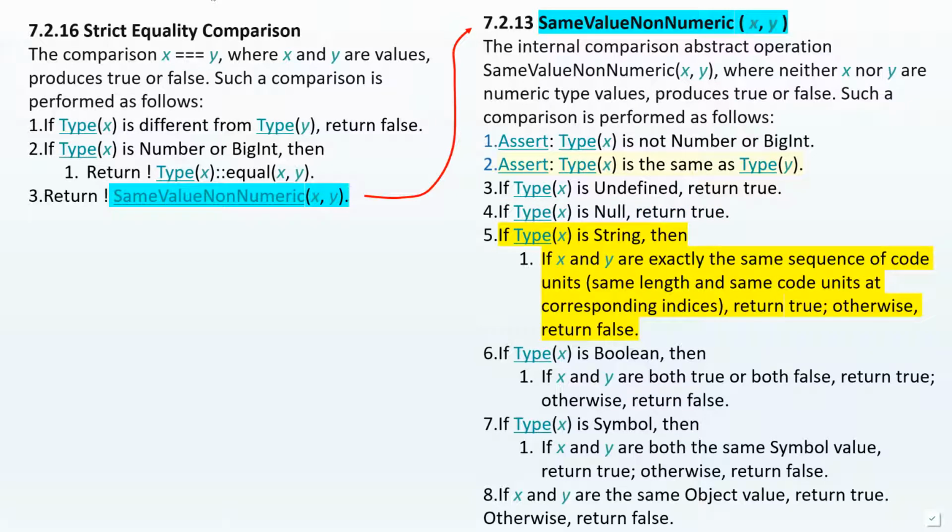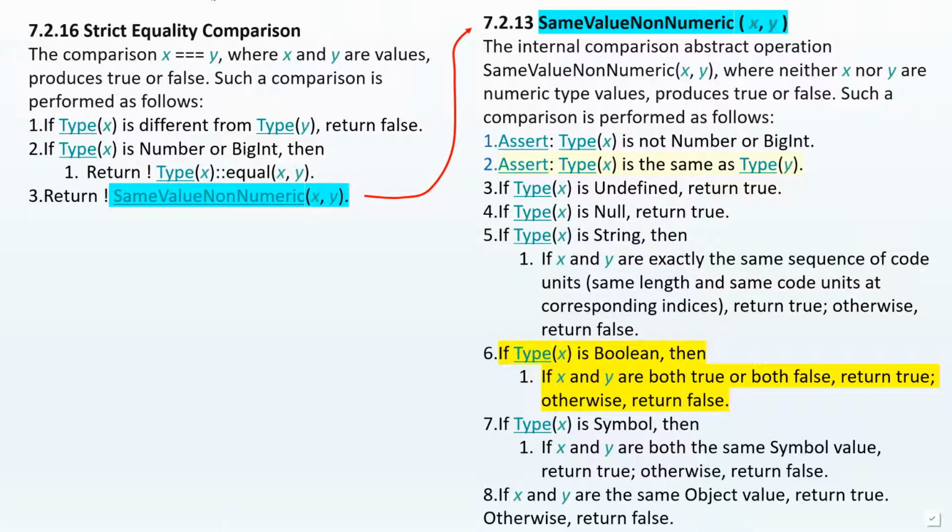Now what happens if we are dealing with strings? What rules will be followed? Well, the rule in this case is quite explicitly spelled out for us. If x and y are exactly the same sequence of code units, return true, otherwise return false. If both strings have exactly the same set of characters in the same order, return true. This is all this statement means.